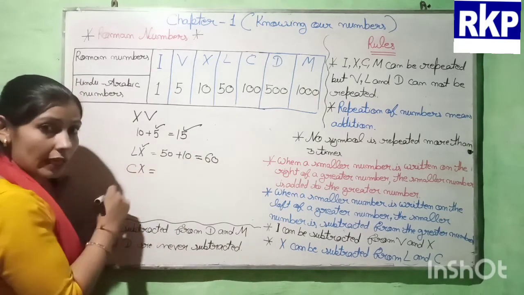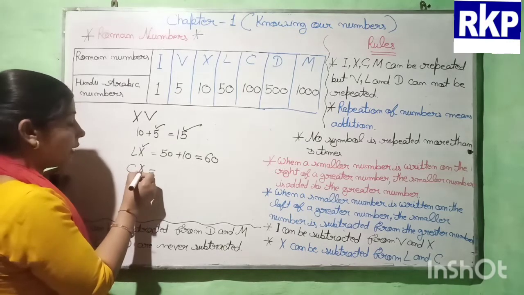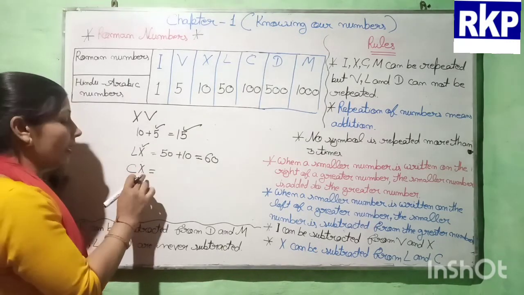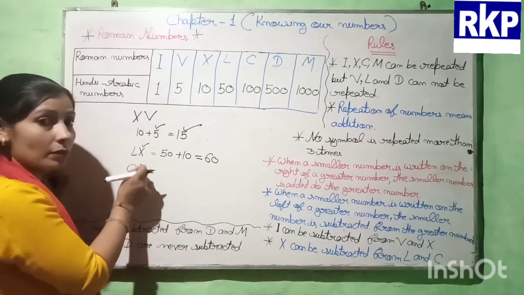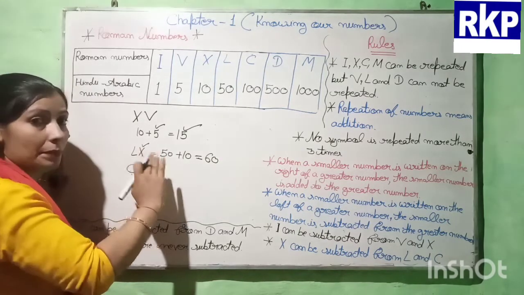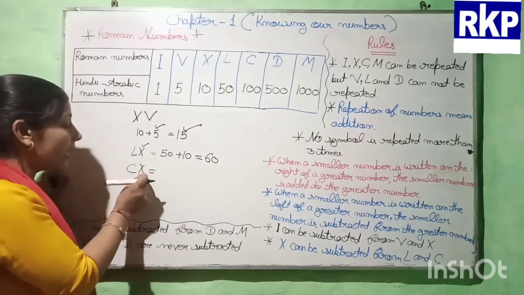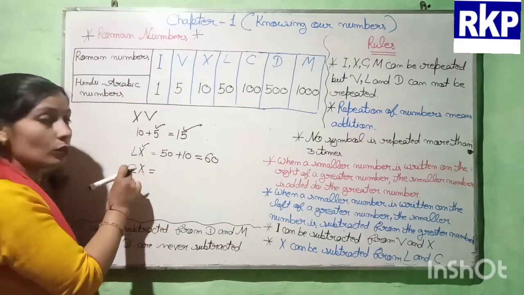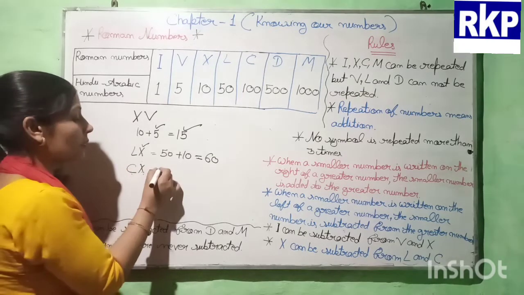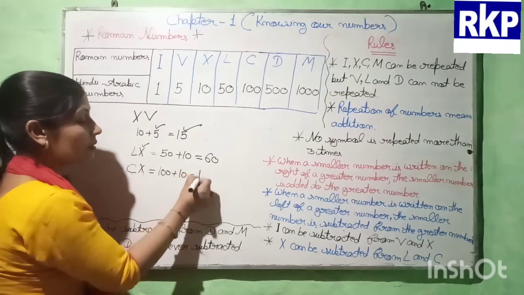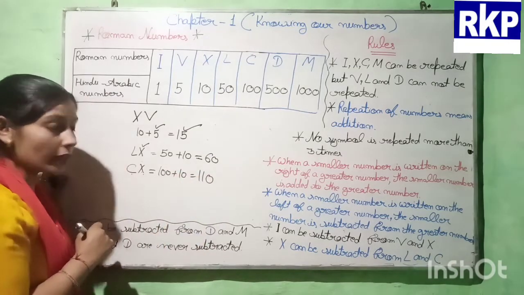If I write CX, then in CX, C is the greater number and X is the smaller number, and here also the smaller number is written on the right side of the greater number. So it means we are adding this number to this number. C means 100 and X means 10. So it means 110.